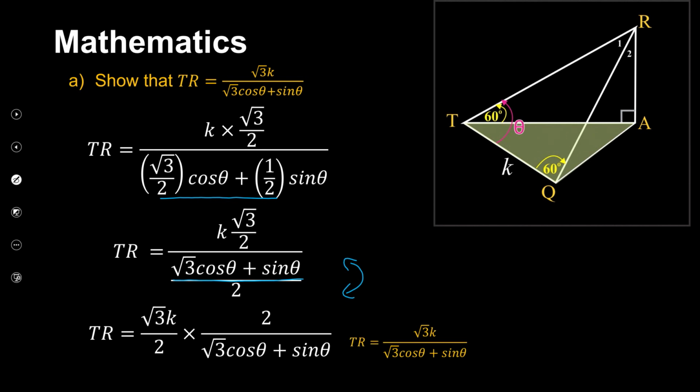Okay, and remember, what did they ask us to prove? They wanted us to prove that TR is equal to root 3k over, this is the question, remember? So we're almost there. The only thing we've got to do is now cancel that off. And when we cancel that off, we're left with root 3k in the numerator, which is what they wanted us to prove. And the denominator, we have root 3 cos theta plus sine of theta. So basically, we've now proved exactly what they needed us to prove.